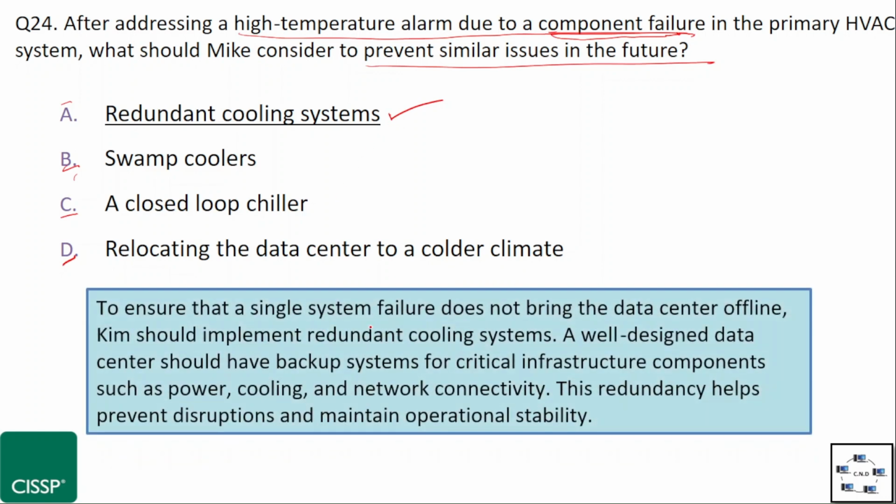To ensure that a single system failure does not bring the data center offline, Mike should implement redundant cooling systems. A well-designed data center should have backup systems for critical infrastructure components such as power, cooling, and network connectivity. This redundancy helps prevent disruptions and maintain operational stability.